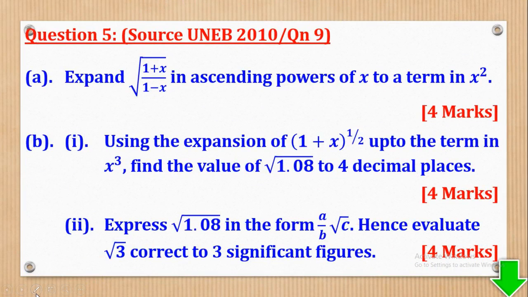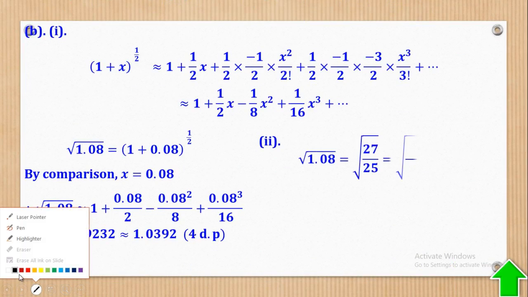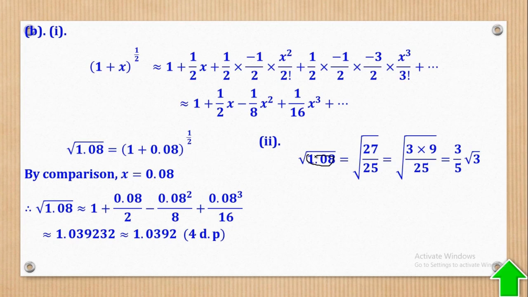Now Roman 2 says, express this in the form a over b root c, and hence evaluate root 3 correct to 3 significant figures. Now this one, if you use a calculator and change it into fraction form, it will give you 27 over 25, and 27 is the same as 3 times 9. Now this 3 times 9 means that the square root of 9 is 3, which is here. Then the square root of 25 is 5, which is here. So under the square root, we are only left with 3. That is why you see here root 3 there. So we have expressed it in the form a over b root c.